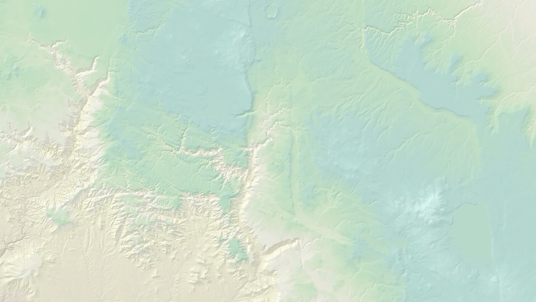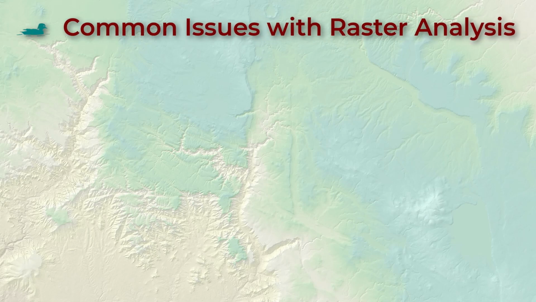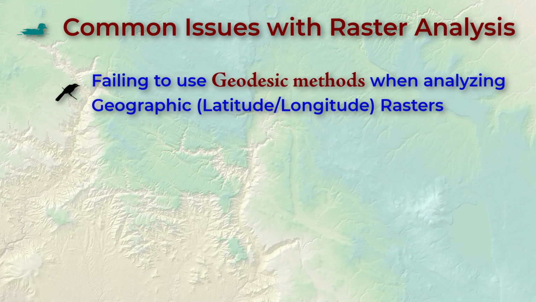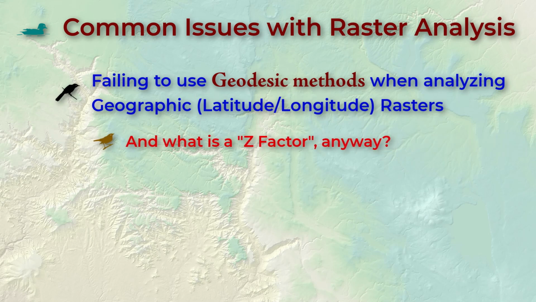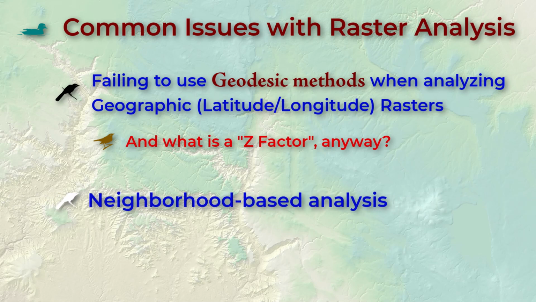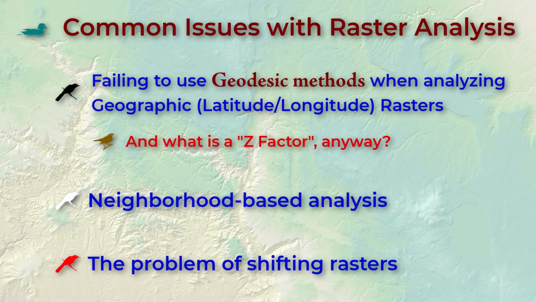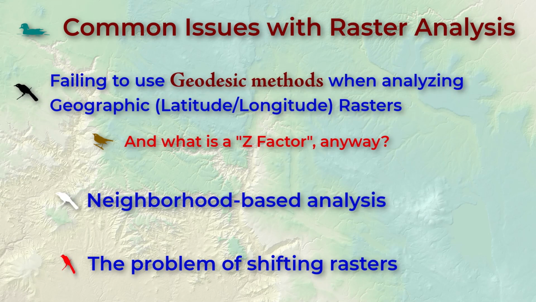Now, to wrap up this lecture, I'd like to discuss a few issues that we run into occasionally with the raster tools. We're going to look at issues with geographic rasters, including what happens when we don't use geodesic methods to analyze them. And in this case, geographic raster means a raster that is in geographic or latitude and longitude coordinates. We'll look at what a z-factor is and when that's appropriate to use, and then we'll go over some common mistakes people make with neighborhood focal statistics, and we're going to wrap it up with a quick look at how we can inadvertently make rasters shift position when we analyze them.